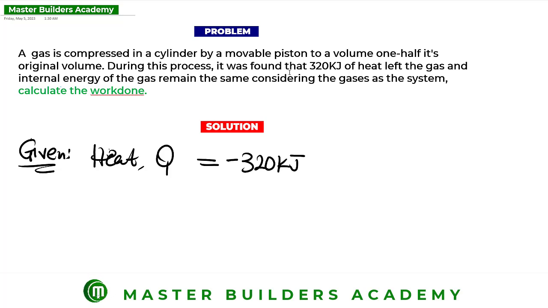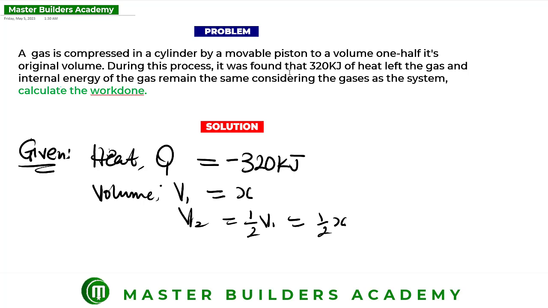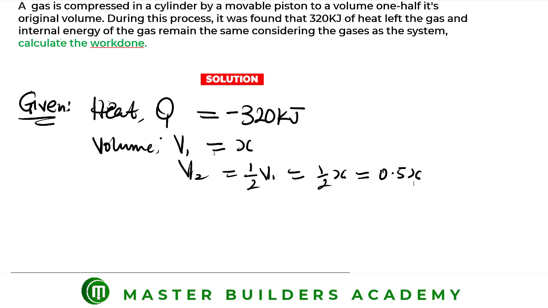Then as we read further, we were also given the volume. Okay, V1. We don't know the value, so we call it x. Then V2. So we're told that V2 is half of the initial volume, such that the volume becomes half of the original. Okay, so that means 1/2 V1, and this is the same thing as 1/2 x, or you can put it as 0.5x. This is volume 2. All right, so what other parameters are given again?